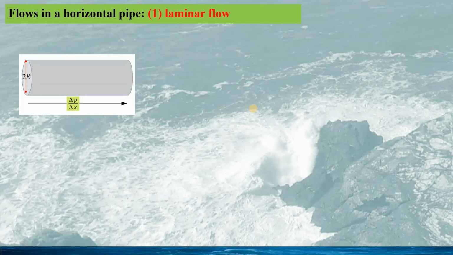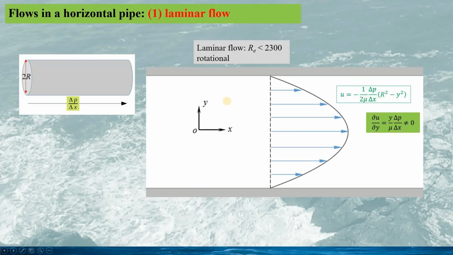The Hagen-Poiseuille flow is a laminar flow in a horizontal circular pipe under a pressure gradient delta P over delta X. When the Reynolds number is less than 2,300, the flow in the circular pipe would have an analytic solution given by this formula, and this is the velocity profile, a parabolic velocity profile.